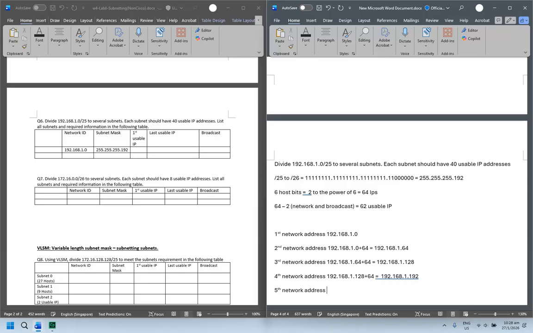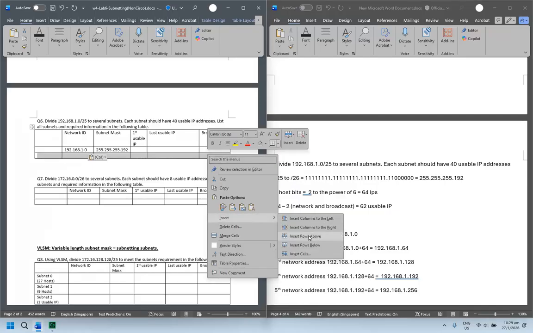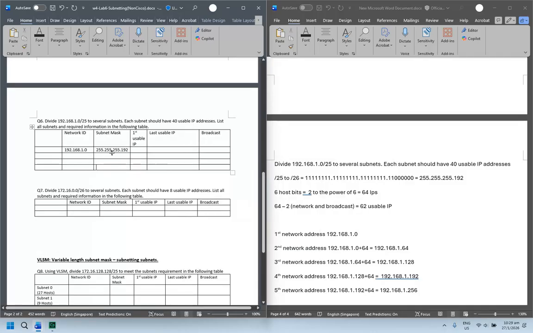Fifth network address, 192.168.1.192 plus 64 will give 192.168.2.0, that is 256. We cannot increase anymore, as 255 is the last address. So basically, by using this new subnet mask, I have 4 different groups. So let's insert another 2. Now let's key in our 4 addresses.